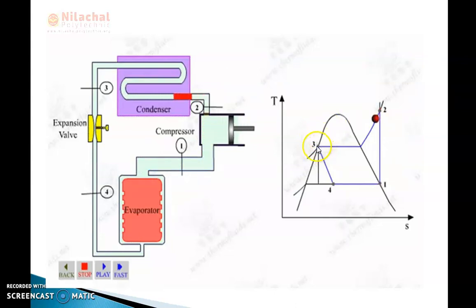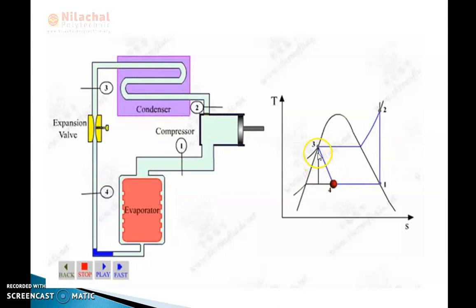After that, the process 3 to 4 is the expansion valve. The process name is isoenthalpy expansion. The isoenthalpy expansion is a highly irreversible process. Irreversible process means the entropy will be increased. So here you observe in the TS plot the entropy increases from S3 to S4.